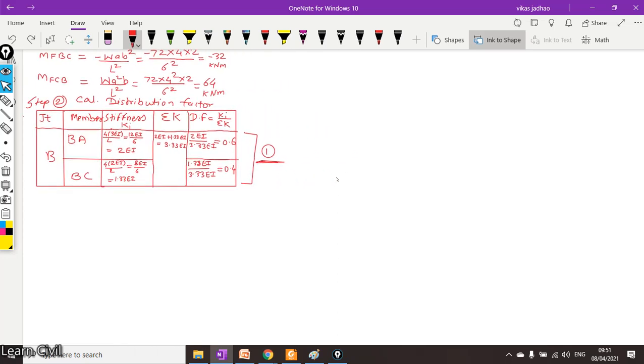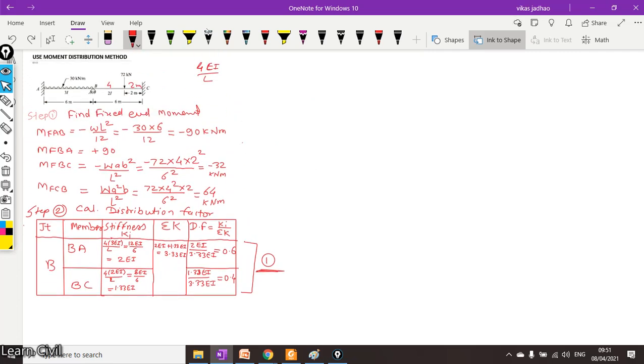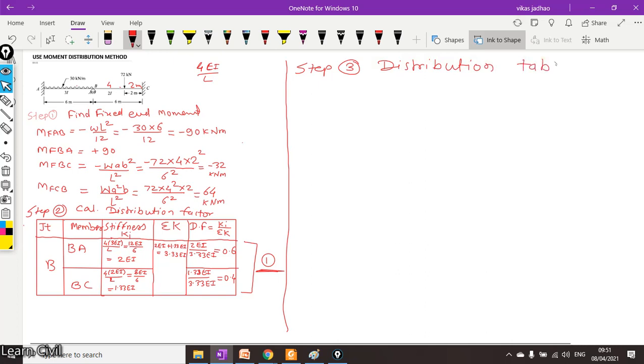So the next step will be to prepare a distribution table. Step number 3 is to prepare the distribution table. Now the distribution table is prepared like this.